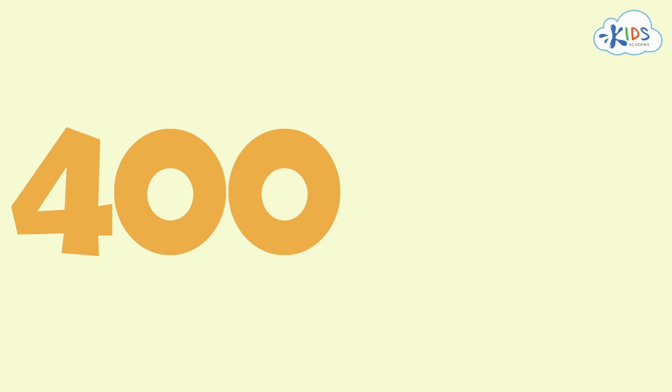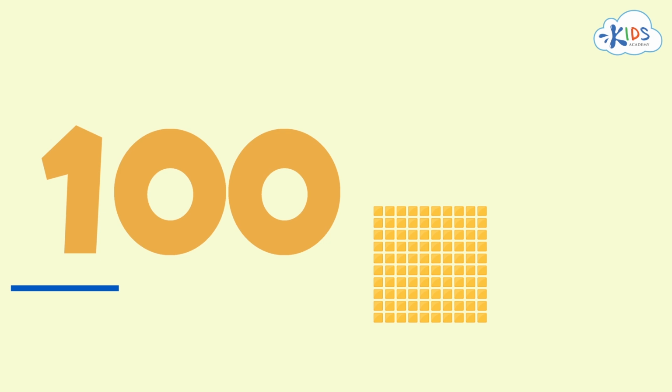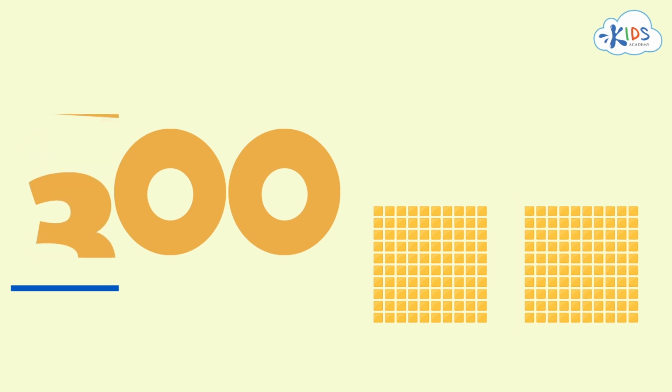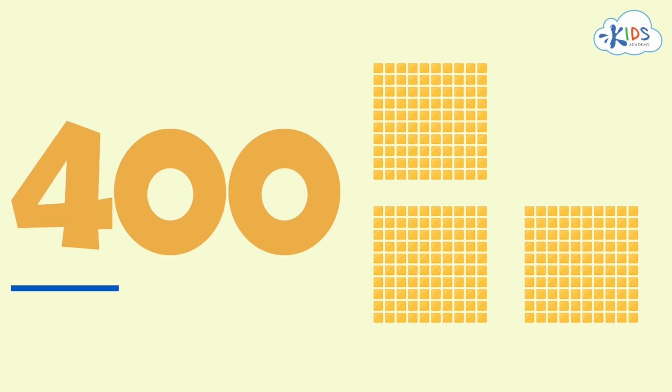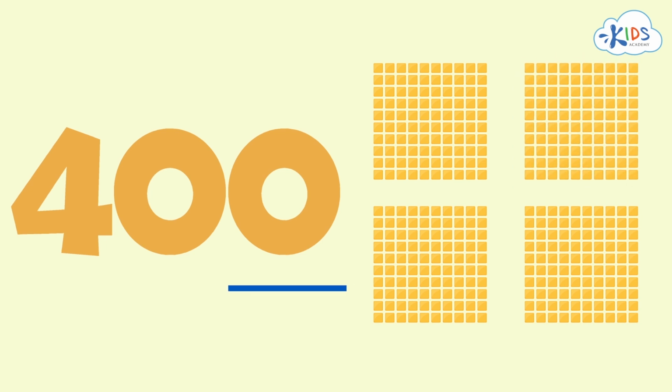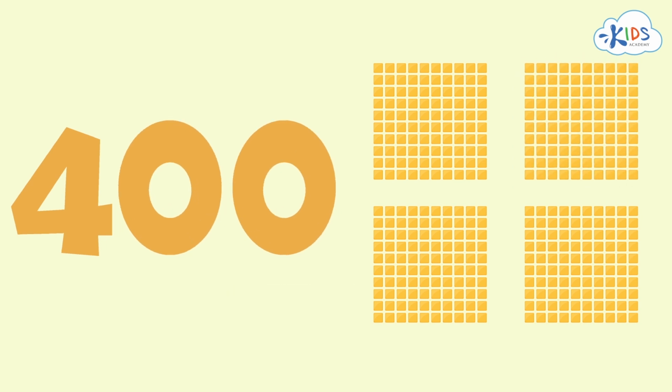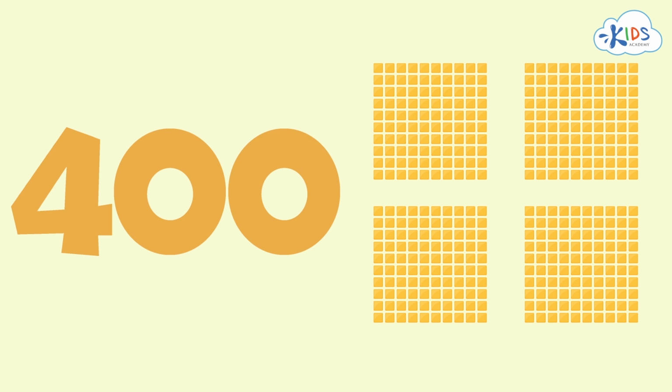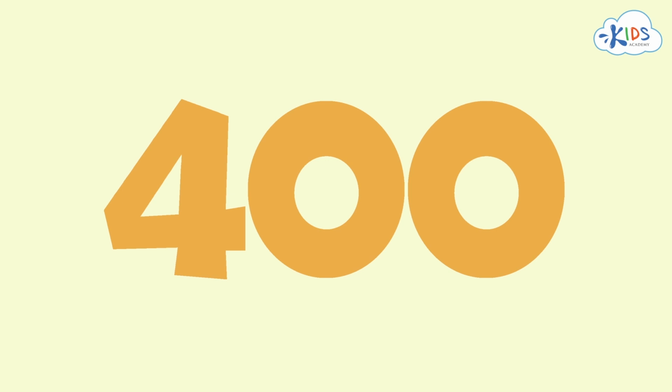Okay, here's the answer. The 4 is in the hundreds place, so it is just worth 400. We can count by hundreds. 100, 200, 300, 400. The ones and the tens places have zeros, so there is no value there. The number is 400. Remember to look at the place the digit is in before you decide the value of that number.